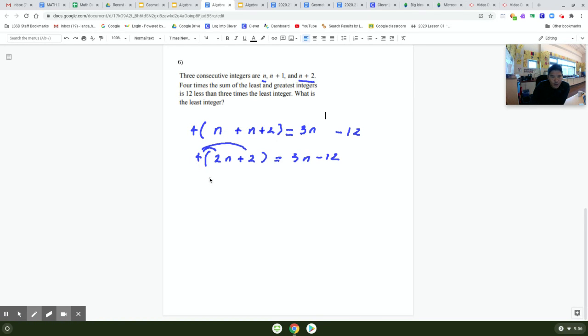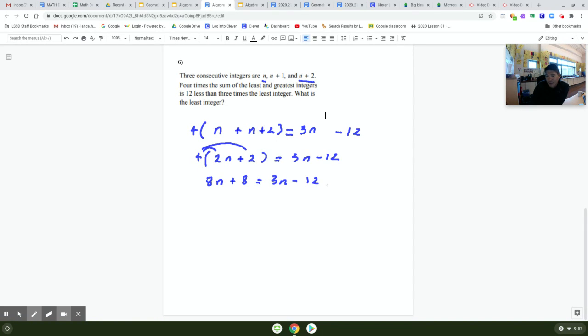So 4 times 2n is 8n. 4 times positive 2, 8. And then on the right side, 3n minus 12. So in my opinion, we did all the hard parts here. We wrote the equation, given all the information. Like I said, it was quite a mouthful and a lot of information to take in.